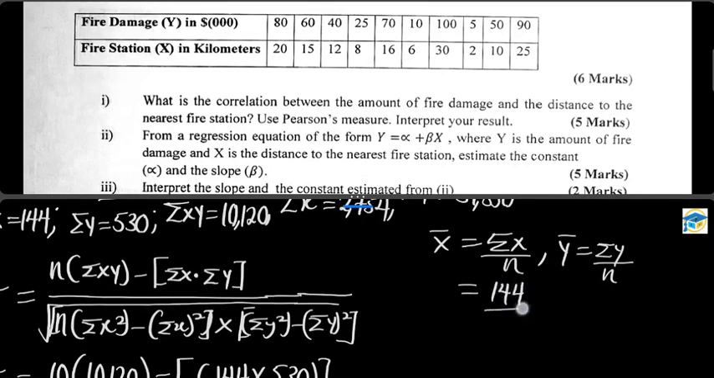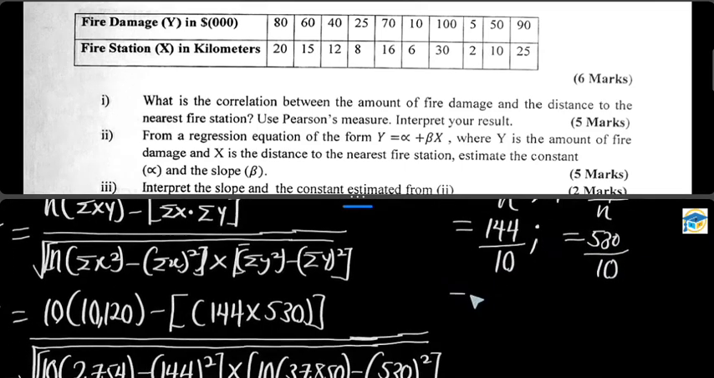So let's go. We have summation x was 144, right? Divided by N, which is 10, right? And then we have summation y to be equal to 530, divided by 10. So in this particular case, we can say that x bar is equal to 14.4, and y bar is equal to 53. So this becomes the mean of x and then the mean of y.